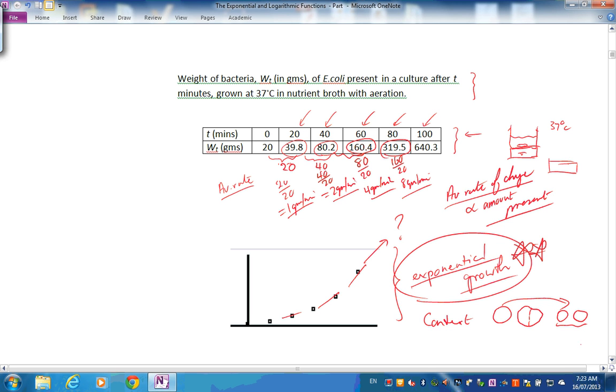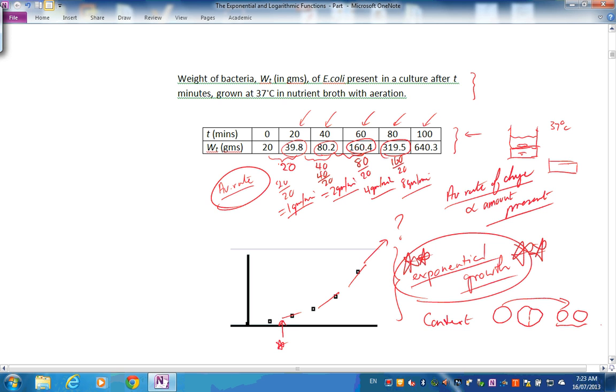But what we'd like to know is not an average rate, but at one instant in time, let's come down here, at one instant in time, how rapidly is that culture changing in weight? Well, what we need to do, therefore, is to find a function for this exponential growth and find if we can get the derivative of that, because that's going to give us the instantaneous rate of growth.